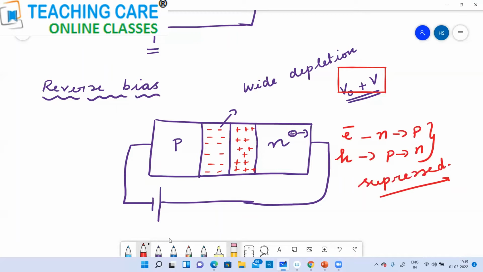Is it clear? Draw this diagram and write this state, which is suppressed. Then I will give a few points you can note down. It will be helpful.